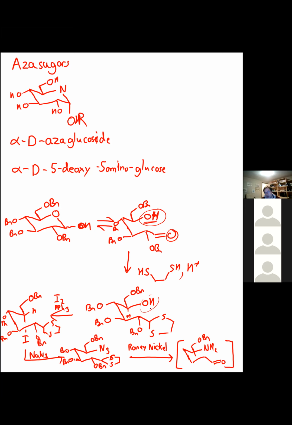And now you can't take advantage of that whole equatorial thing, even though it seems promising, because it's not a ring. So you don't get that. You can't really trust that reductive amination to go the way you want it to. You're probably going to get a mixture because it's acyclic. So if you want the same stereochemistry you've got, you need to do two SN2s, one after the other.